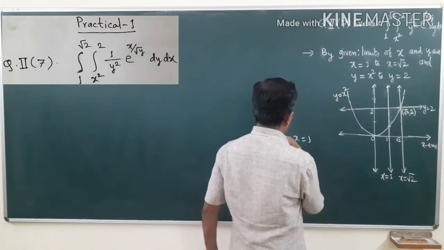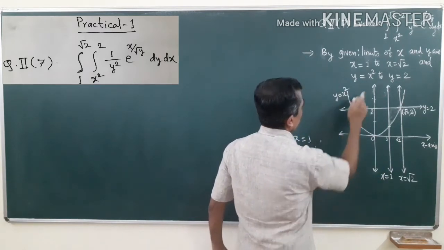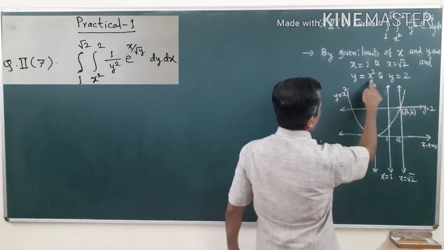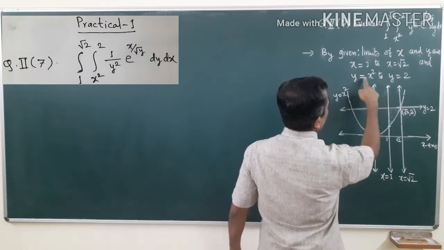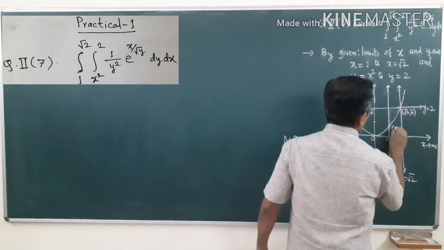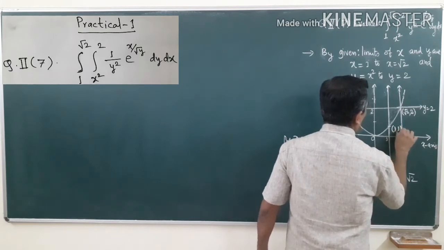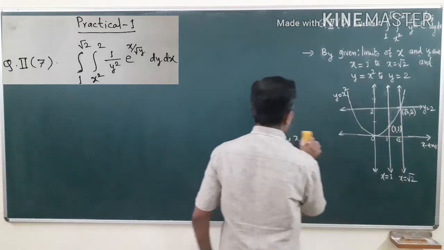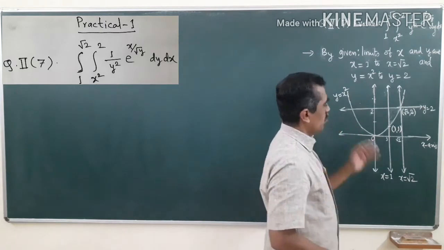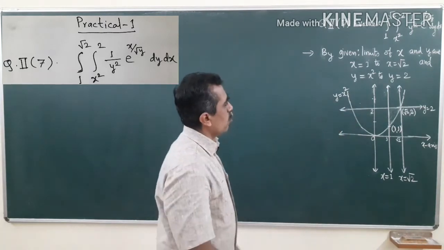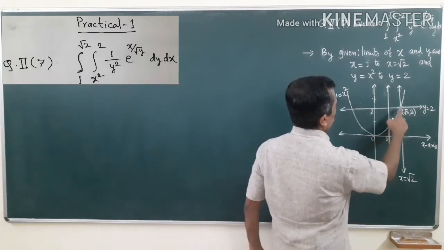Put x is equal to 1 in this parabola. So, y is equal to 1. So, this point is (1, 1). Now, it is simple, so we avoid the simple calculations. So, this is the point (1, 1).